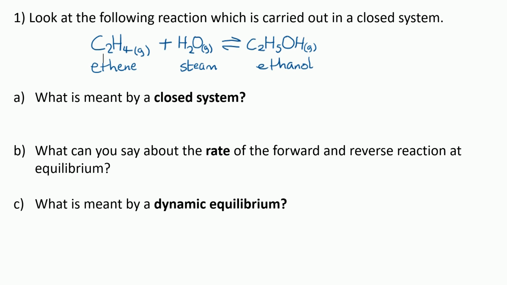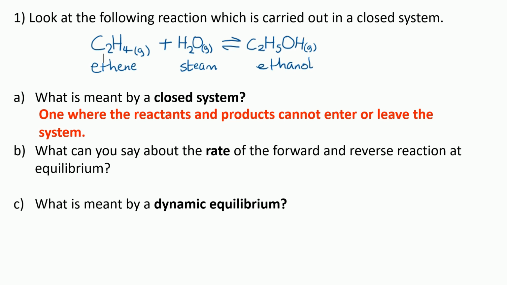Question 1 says, look at the following reaction which is carried out in a closed system. And it's the reaction between ethene and steam to make ethanol. And we can see from the symbol in the middle that it's a reversible reaction. So what is meant by a closed system? Well, a closed system is one where the reactants and products cannot enter or leave the system. So imagine you've got a flask and you've sealed the top up, so any gases that are made can't escape, and likewise you can't start adding any more reactants halfway through the reaction.